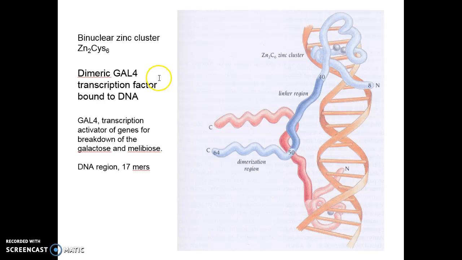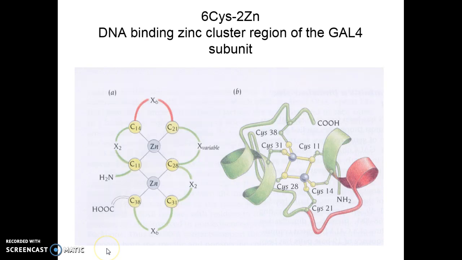GAL4 binds to DNA as a dimer. GAL4 has 3 domains: dimerization region and DNA binding region, which contains zinc cluster, and linker regions between them. Dimerization regions make a coiled-coil structure. DNA region is 17 mers. Schematic diagram of DNA binding zinc cluster region of the GAL4 is shown in this slide.